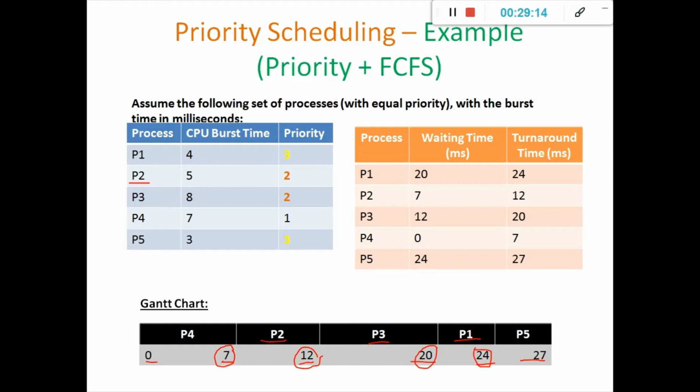So the average waiting time is 20 plus 7 is 27, plus 12 is 39, plus 24 is 63. So 63 by 5 is 12.6. So the answer is 12.6.